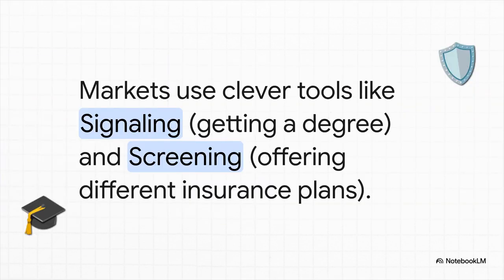But here's the cool part. Markets are resilient. They find clever ways to fight back against this stuff. You have signaling, which is when the person with the info proves their quality, like how getting a college degree signals to employers that you're smart and hardworking. And then there's screening, which is the other way around. That's when the uninformed party designs a system to get the other person to reveal their info, like an insurance company offering a plan with a super high deductible to attract only the safest drivers.